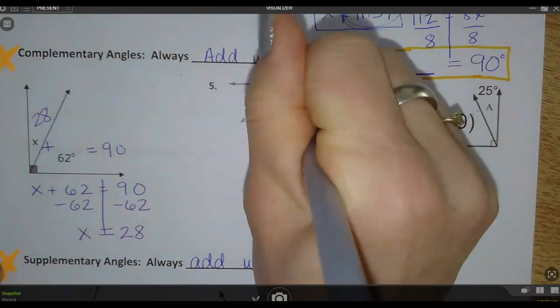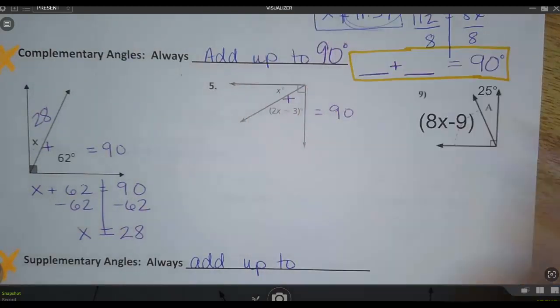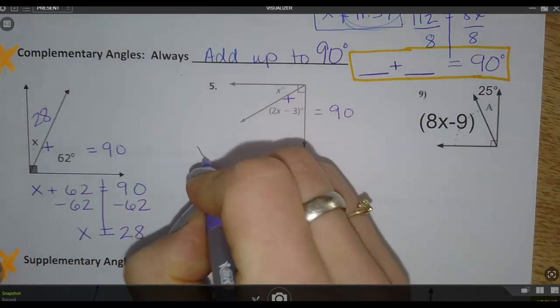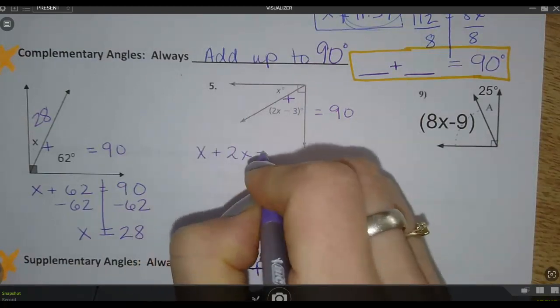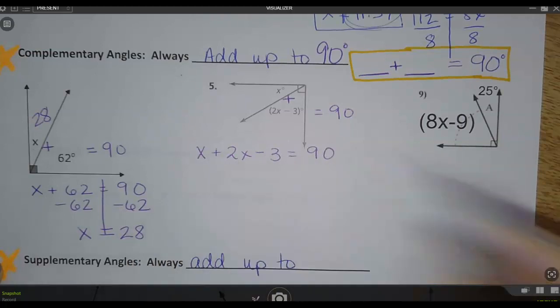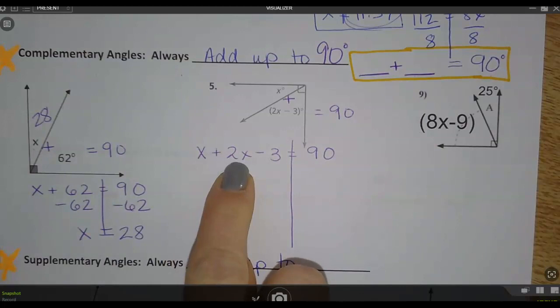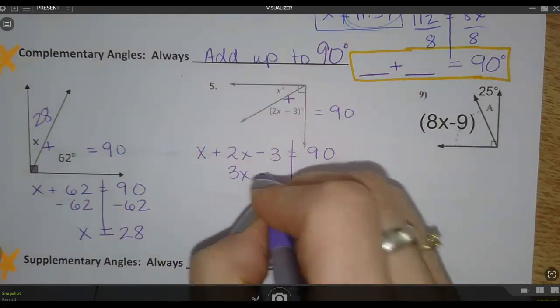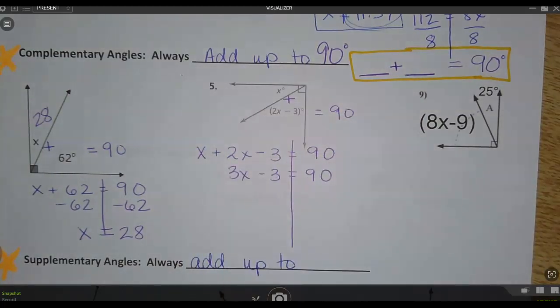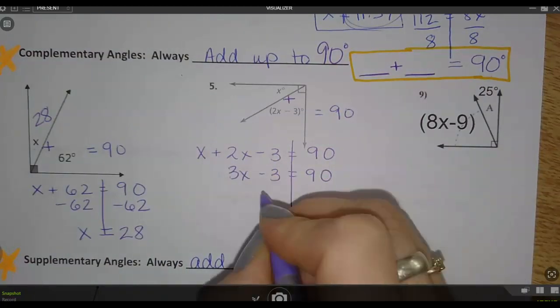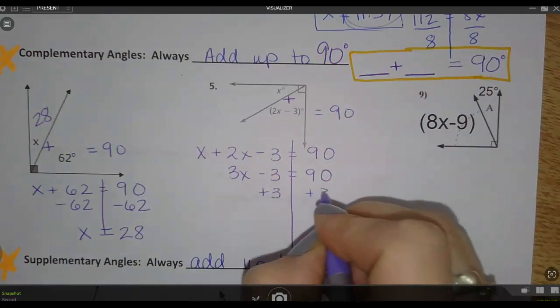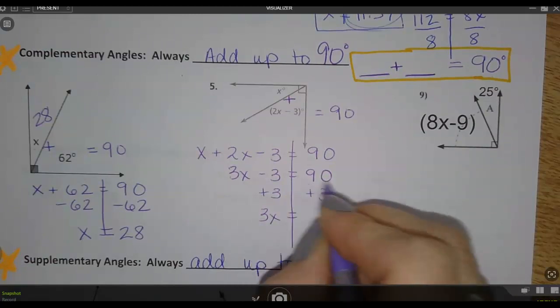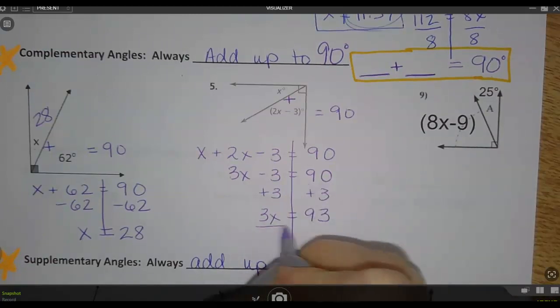I'm still going to add them together, and it's going to equal 90. So now I would have x plus 2x minus 3 equals 90. Well, here we see that we have some like terms we can combine. So this takes us all the way back to chapter 3, combining like terms. x plus 2x is 3x. Copy everything else down. Now work to get x by itself. So plus 3, and then divide by 3.